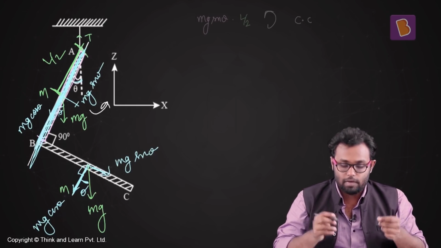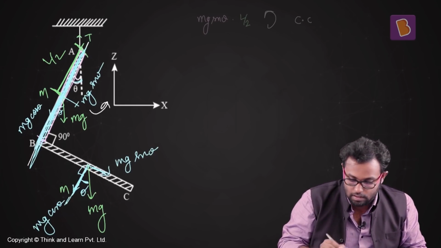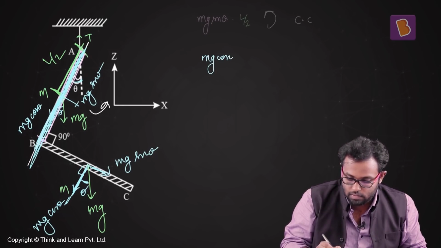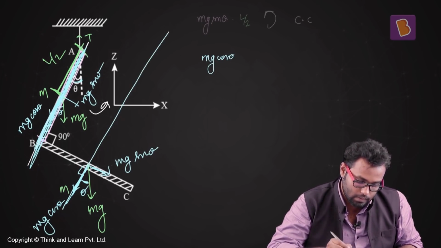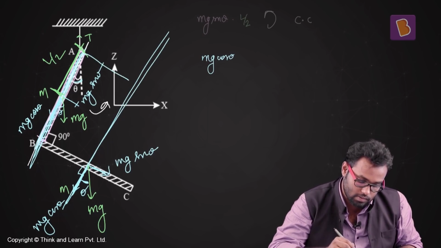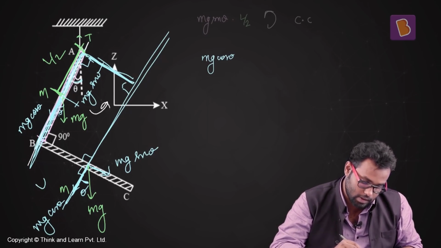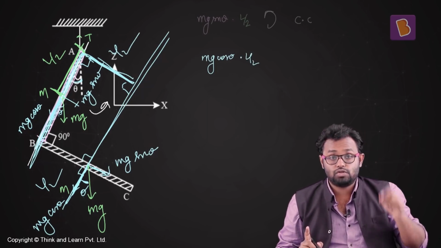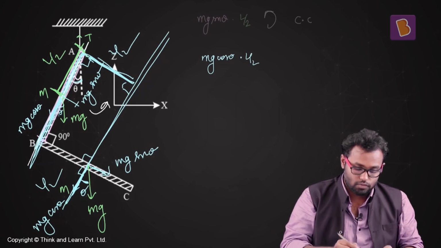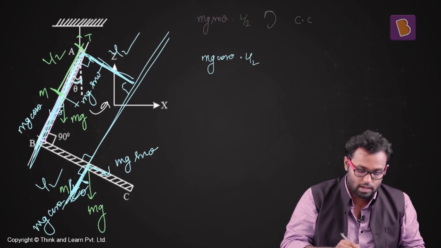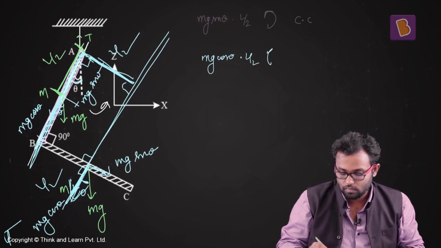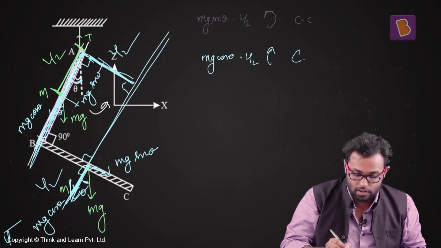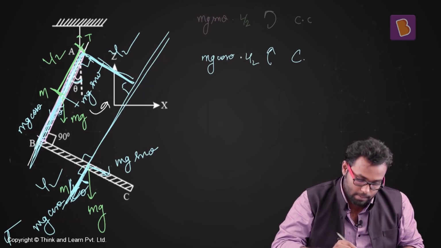So let me find the torque because of mg cos theta. What is the arm? The perpendicular distance from that point: this is 90 degrees, this is 90 degrees, this is 90 degrees, so this will also be 90 degrees of course, and this is L by 2, so this will also be L by 2. So the arm is L by 2. It is trying to rotate this thing in the clockwise direction.